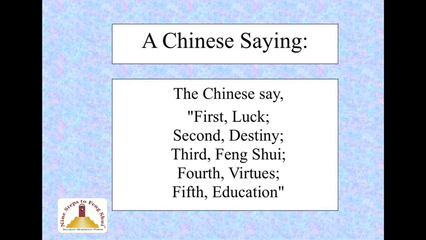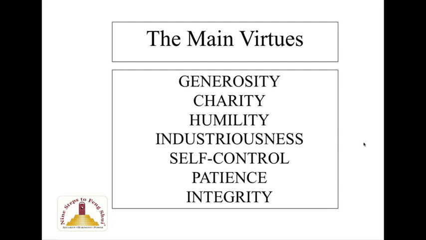According to traditional Chinese thought, the main virtues are generosity, charity, humility, industriousness or diligence, self-control, discipline, patience, and integrity or decency. I would like to review the main virtues with you. So the main virtues are generosity, charity, humility, industriousness, which is just being willing to work, self-control or discipline, patience, and integrity, or in other words, ethical behavior or decency.